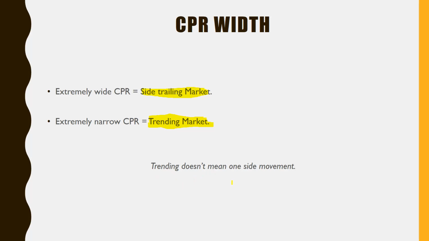Also, trending doesn't mean one-sided movement. Trending means the price can go up or it can go down, but there will be movement. It doesn't exactly mean that if the stock went up in the first half of the day, it will continuously go up and make a new high. It happens, but be ready to take a trade on the other side if there is a sell signal, or if there is a buy signal and you are short. Let's see the example.